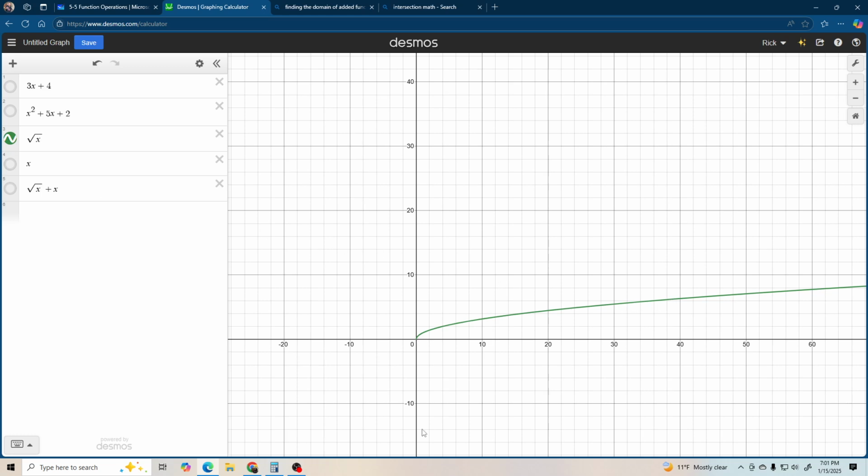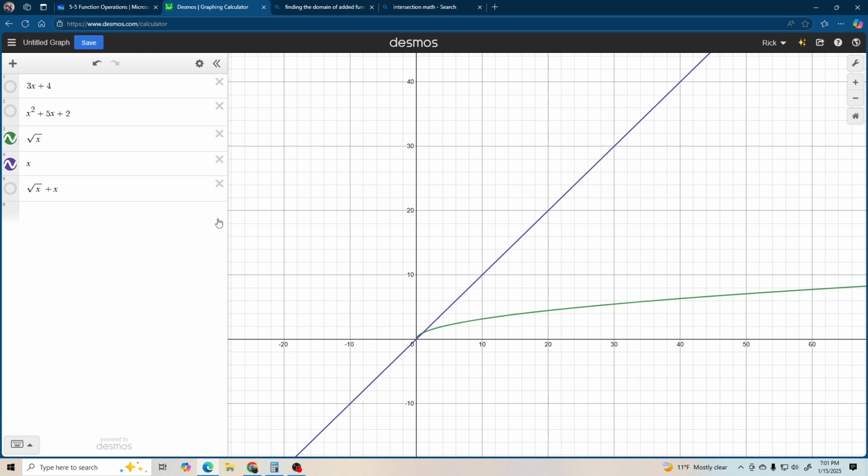Now, we know x is a straight line, right? A straight line that will go from negative infinity to positive infinity for both our x and y values, our domain and range. So this would be y equals x. Now, if we add the square root of x and x, we're just going to get the square root of x plus x. There's nothing more we can do with this, right?